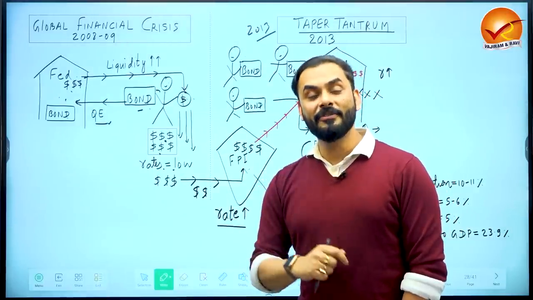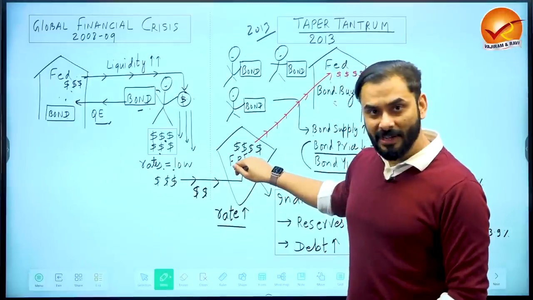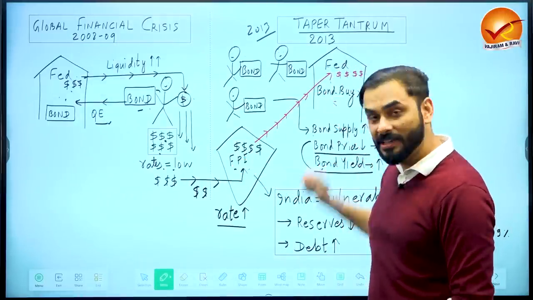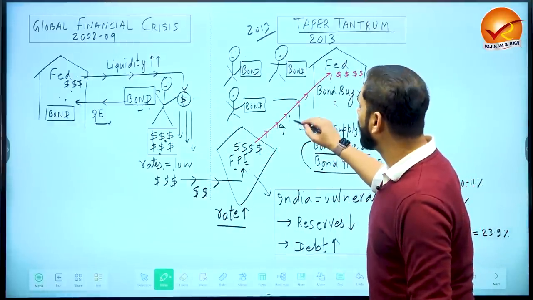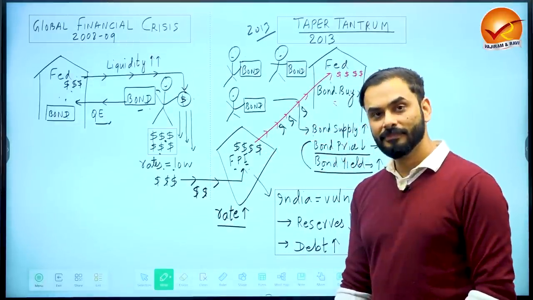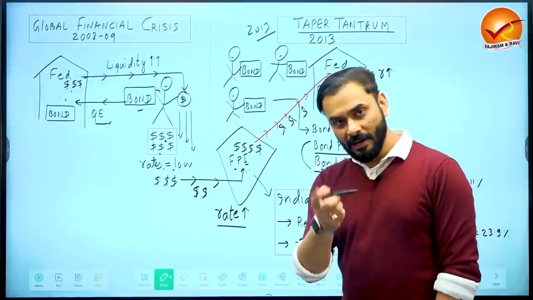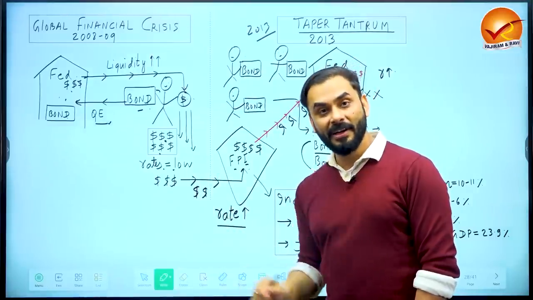When the bond yield went up, the people who had invested money in India, FII, hot money, saw that the bond yield in USA is increasing. They quickly took all their dollars from India and went to USA. Because the rate of interest increased in USA, bond yield was higher in USA, so they all went back to USA. What happened in India?